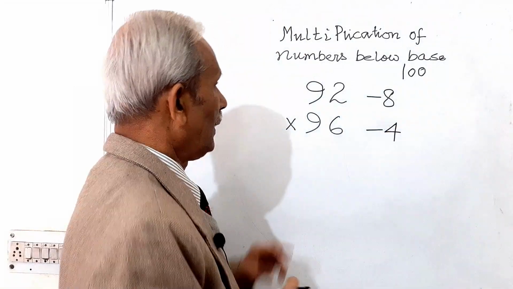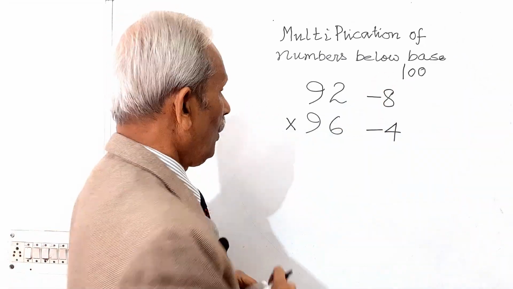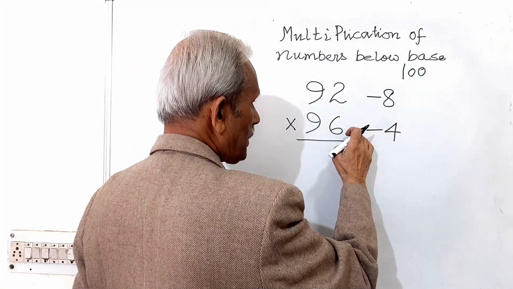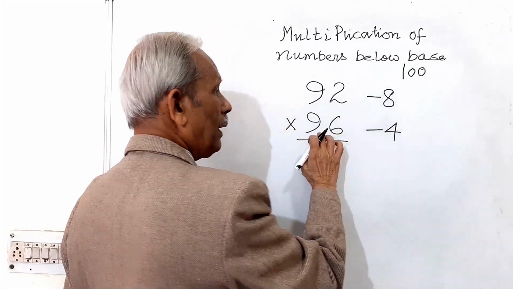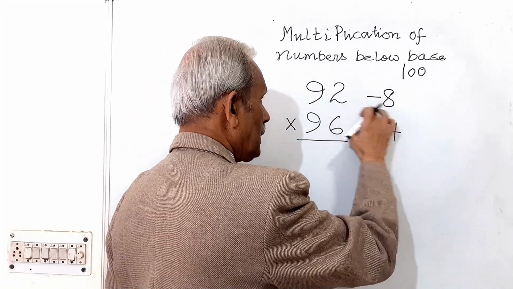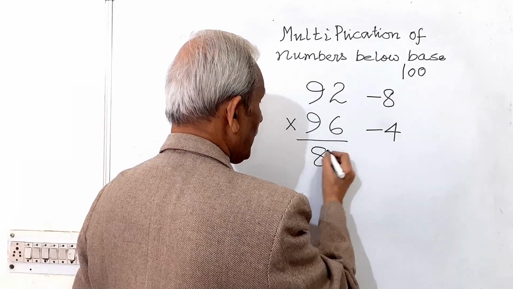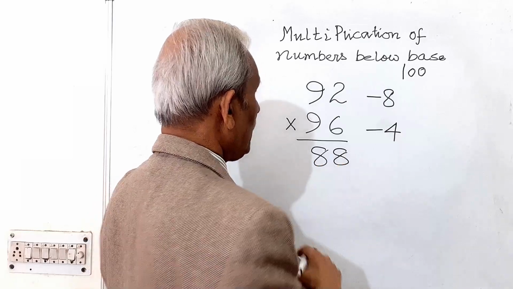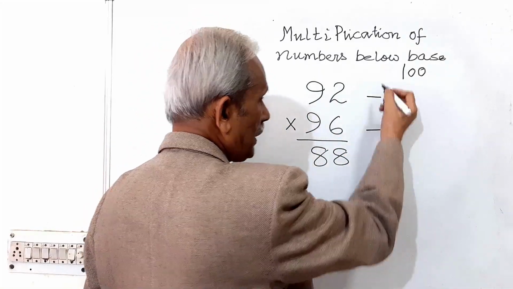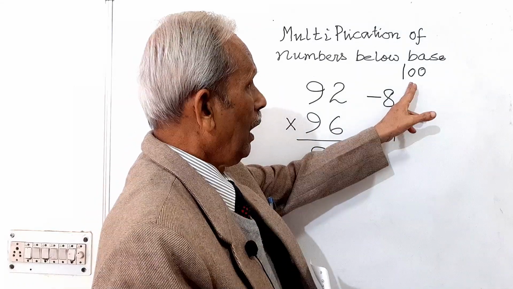So what you have done? 92 minus 100 is minus 8. 96 minus 100 is minus 4. And then the first part of the answer will be cross operation. Since this is minus, you will subtract it from 96. 96 minus 8 or 92 minus 4, it's all the same and it becomes 88. 96 minus 8 is 88 or 92 minus 4 is also 88, and then there is minus 8 into minus 4 is 32.